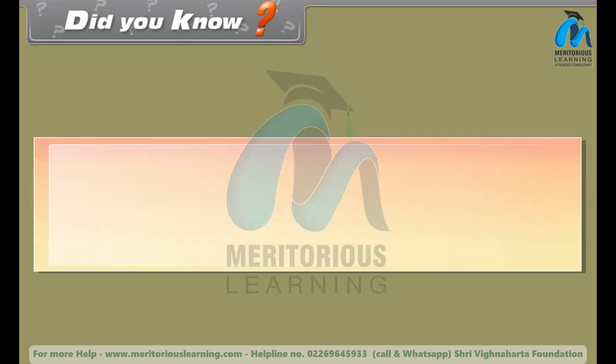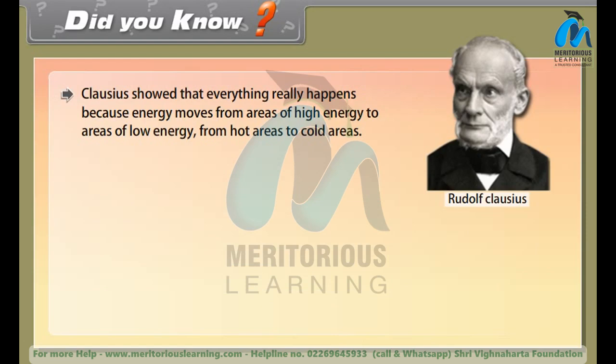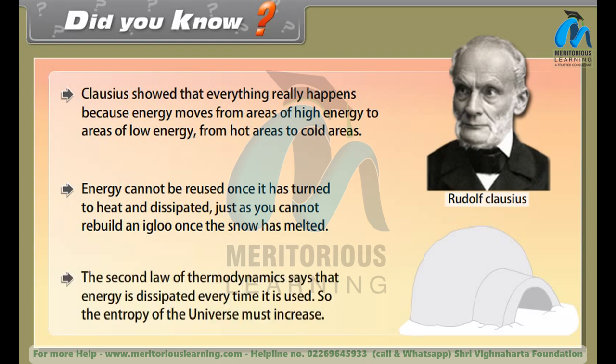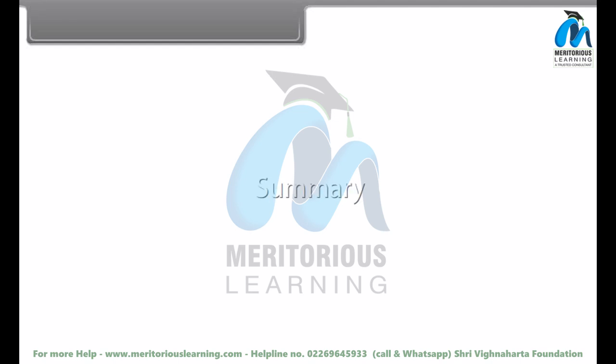Did you know? Clausius showed that everything really happens because energy moves from areas of high energy to areas of low energy, from hot areas to cold areas. Energy cannot be reused once it has turned to heat and dissipated, just as you cannot rebuild an igloo once the snow has melted. The second law of thermodynamics says that energy is dissipated every time it is used, so the entropy of the universe must increase.